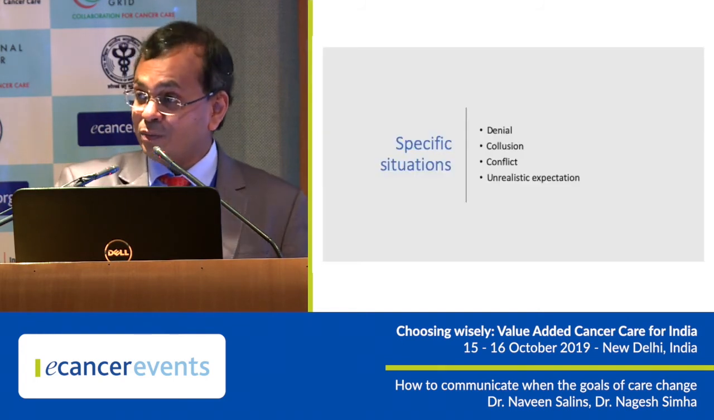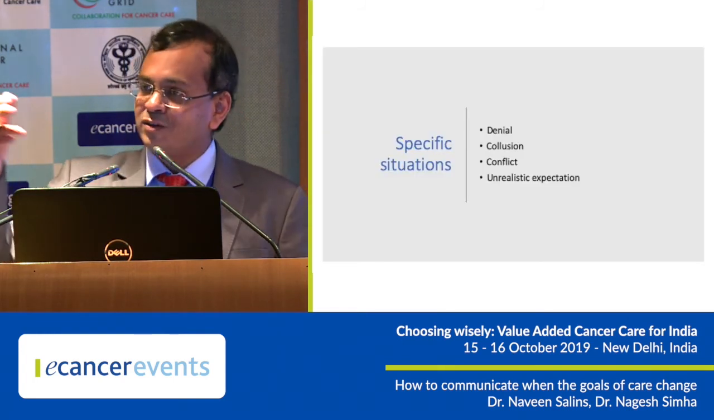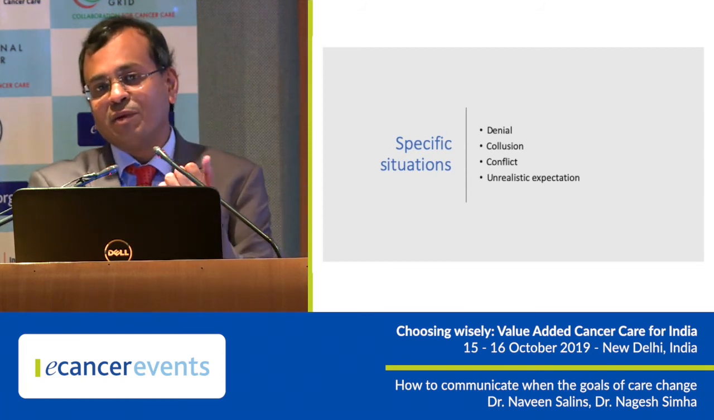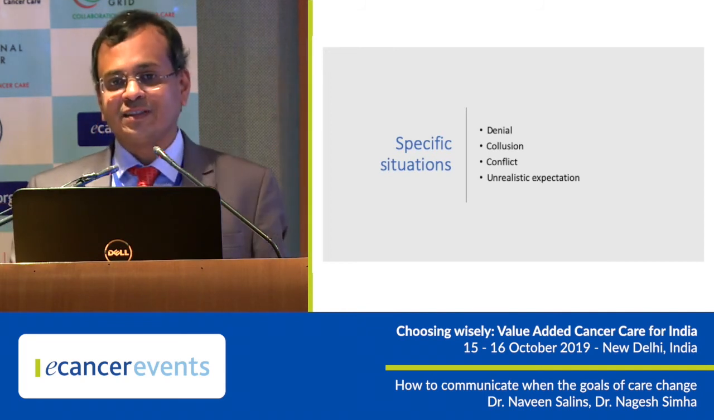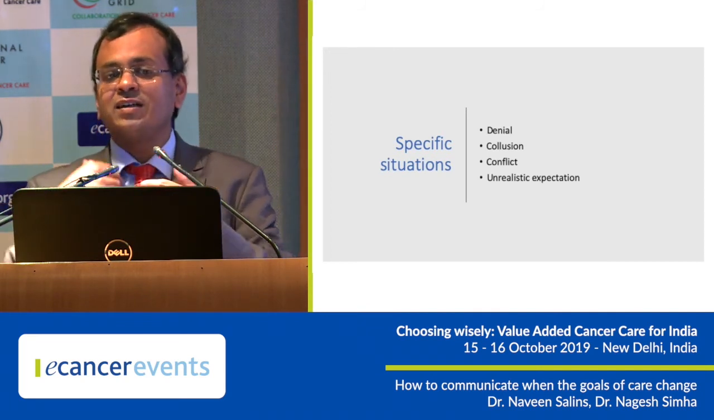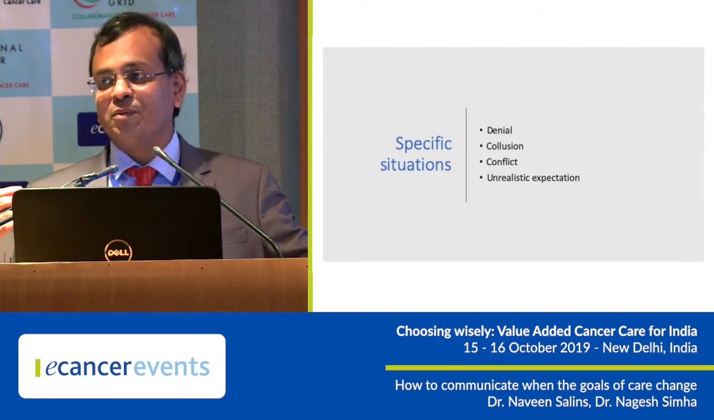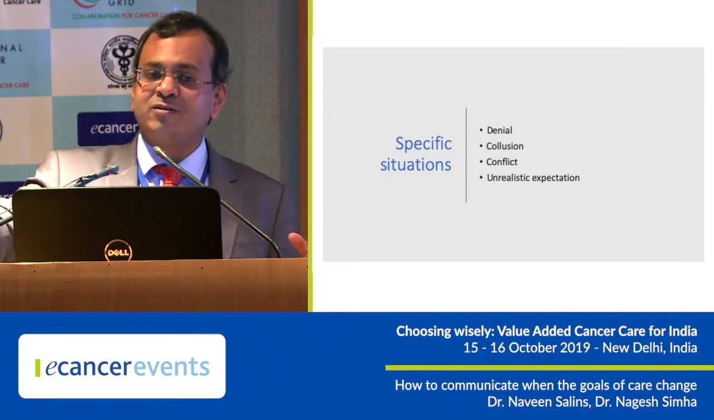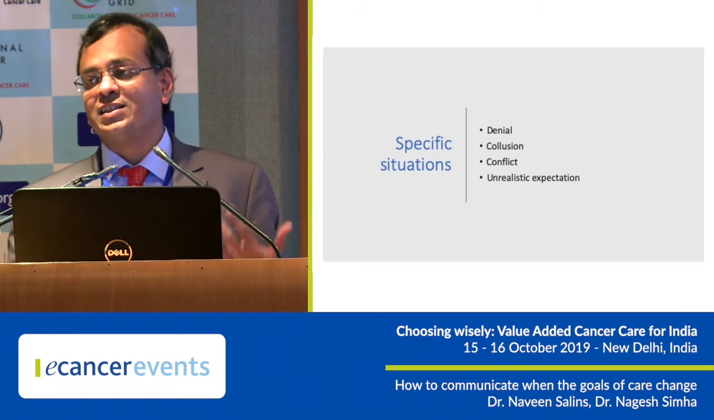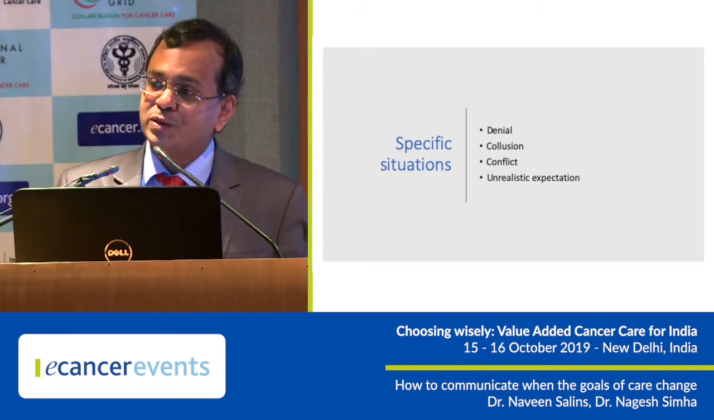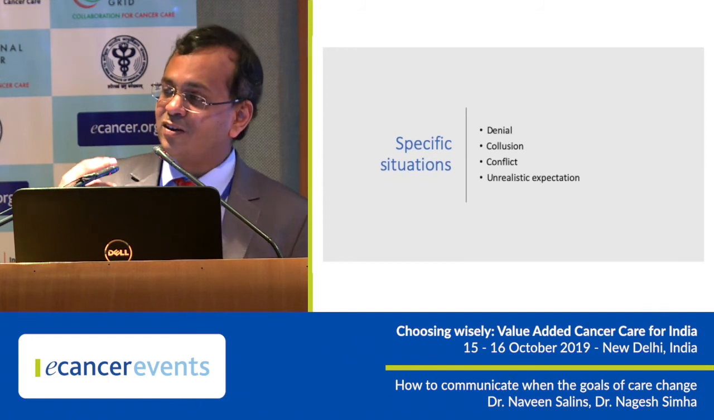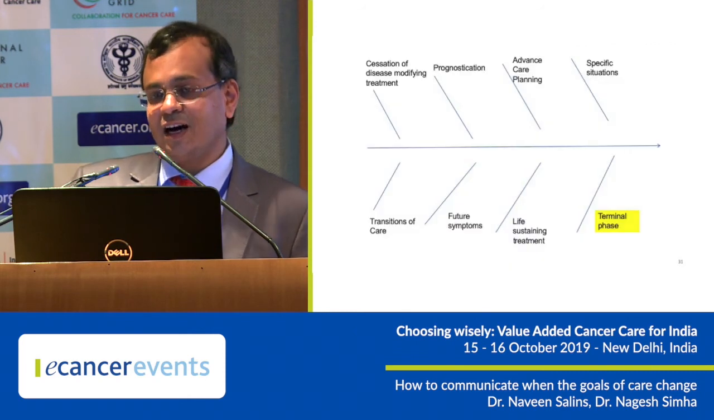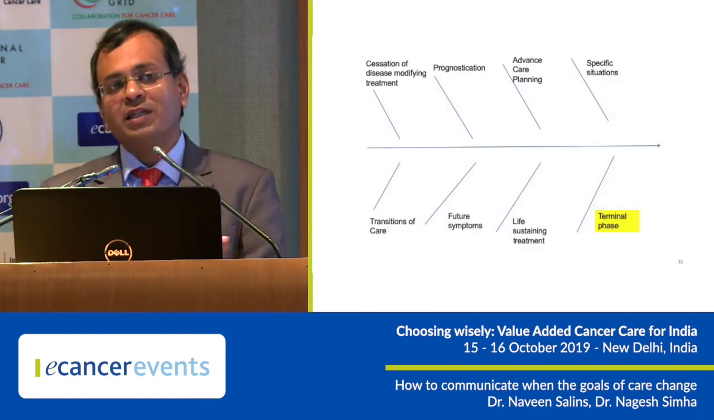It could be denial. People will sometimes say, no, I don't believe that the disease has progressed. There could be collusion, where the family member would say, don't send anything to my patient, communicate with me or with the family member. There would be conflict: one brother wants one treatment for the dad, another brother wants a different treatment. And unrealistic expectation. These are very common specific situations that you deal with, and you need to have the communication skills within these situations. And the last part is the terminal phase.